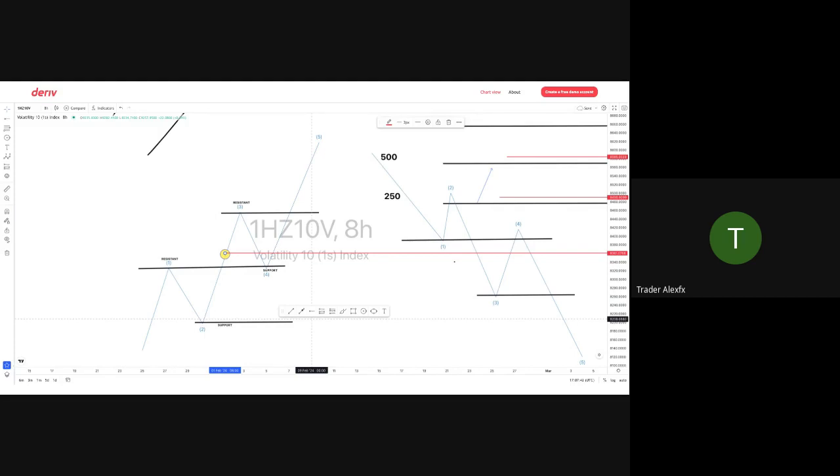Where will I set my sell limit? Don't forget, sell limit. Okay, where will I set my sell limit?